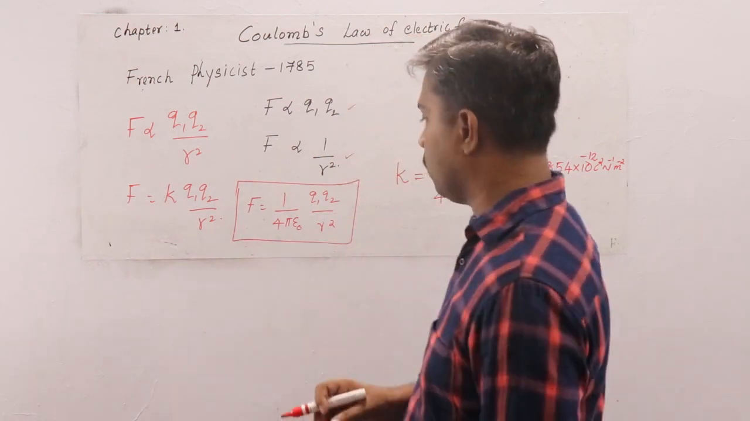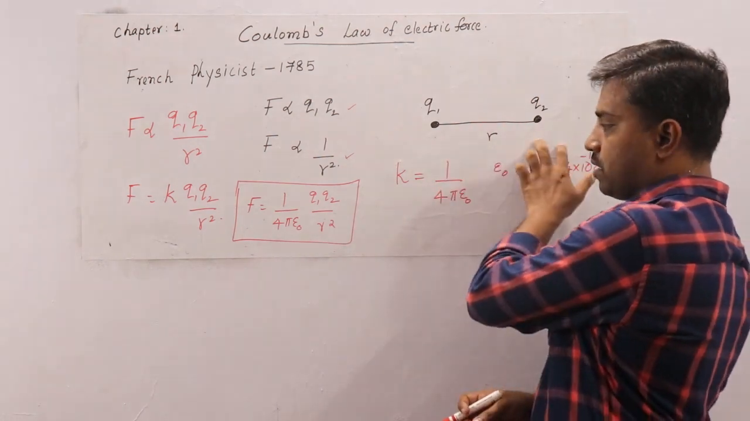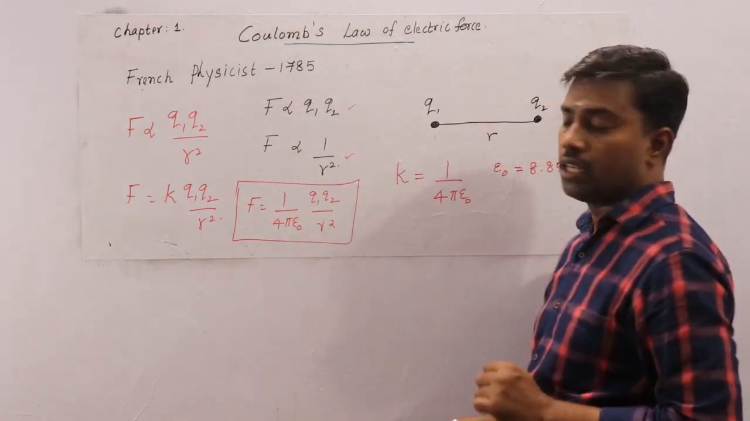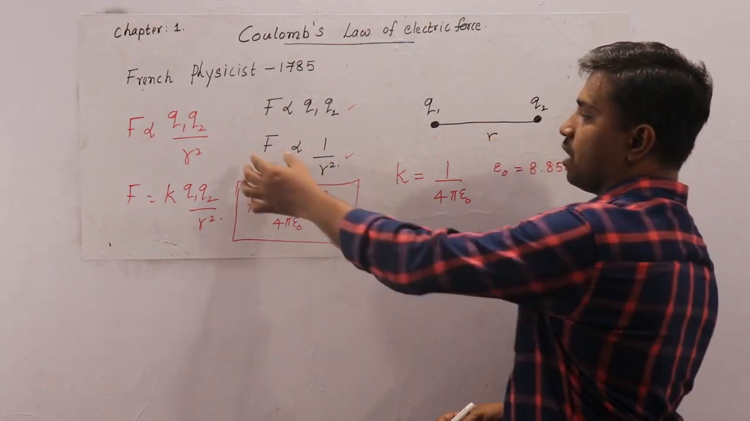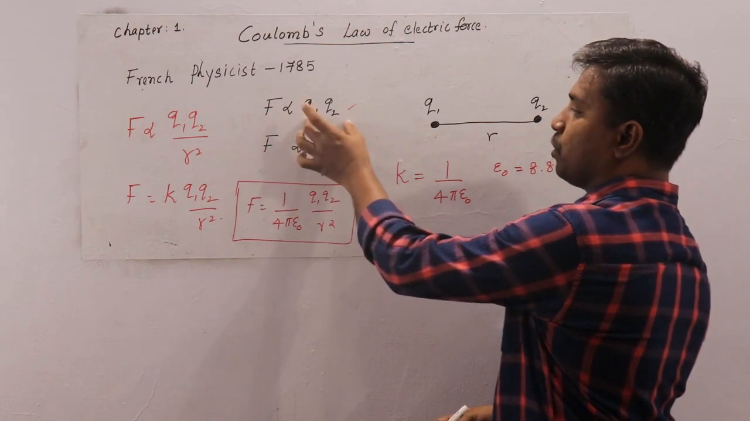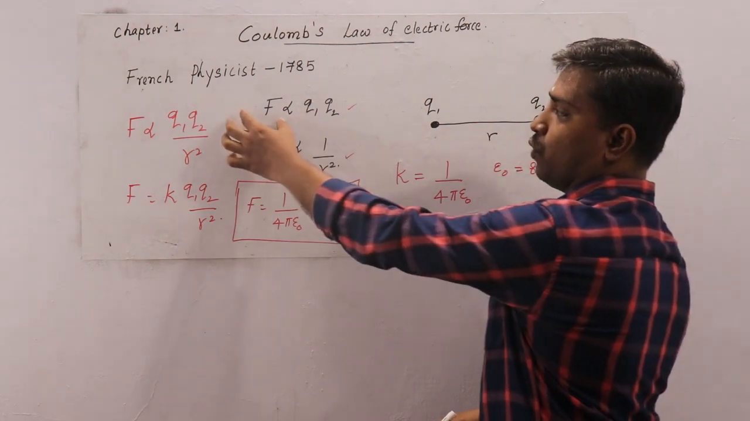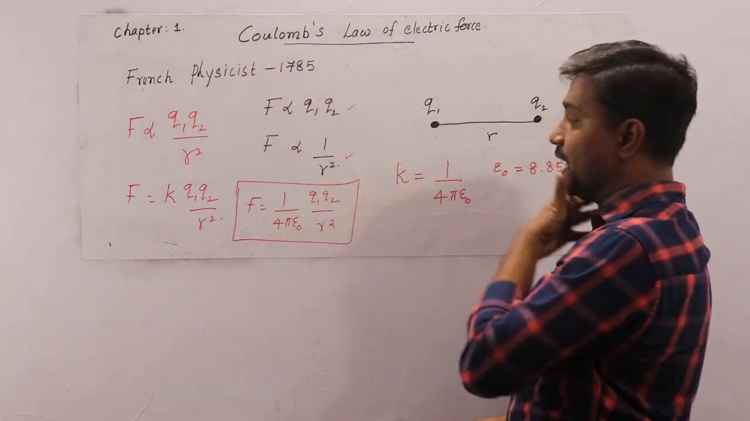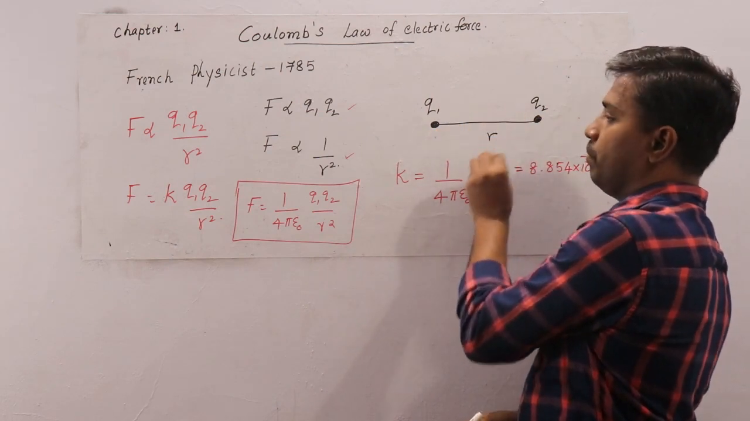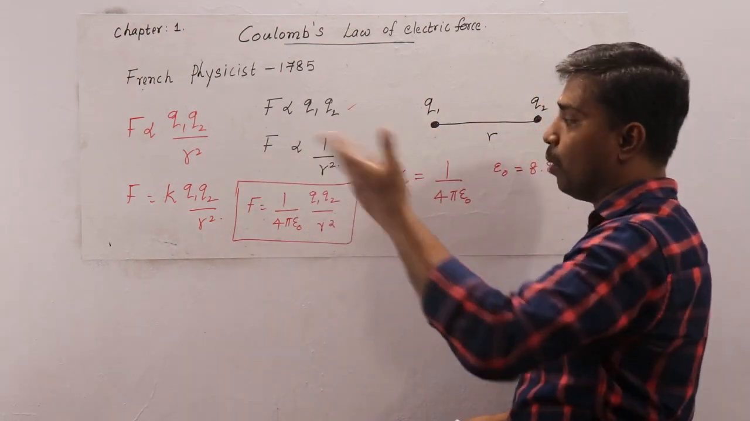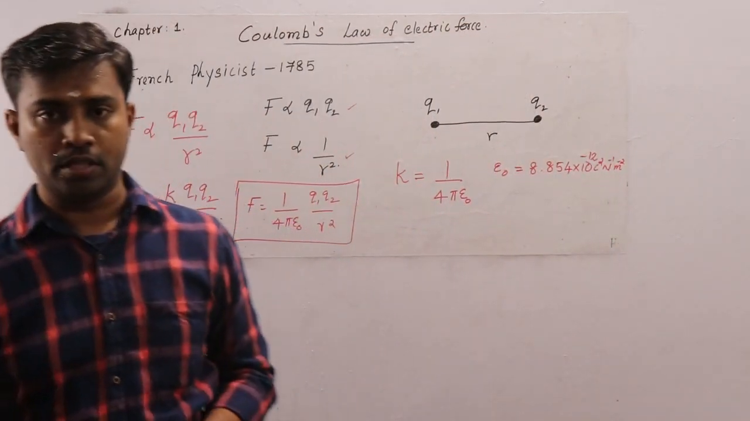From this we find that when the separation between charges increases, the force of interaction decreases because it is inversely proportional. If r increases, the force decreases. If the values of Q1 and Q2 increase, the force will increase. That is directly proportional. If the separation between Q1 and Q2 is less, the force of interaction will be more. So that's about Coulomb's law of electric forces.